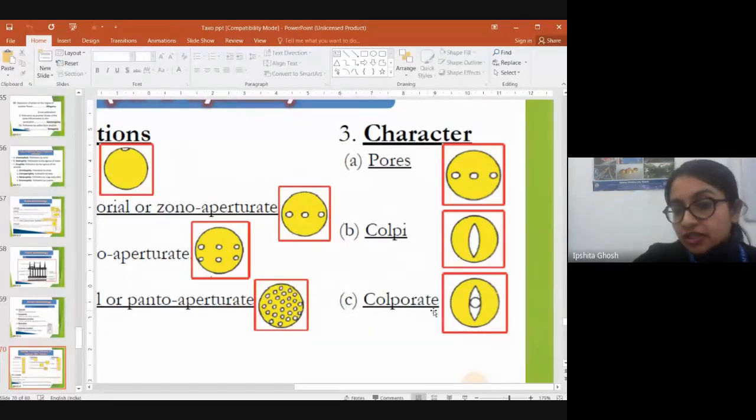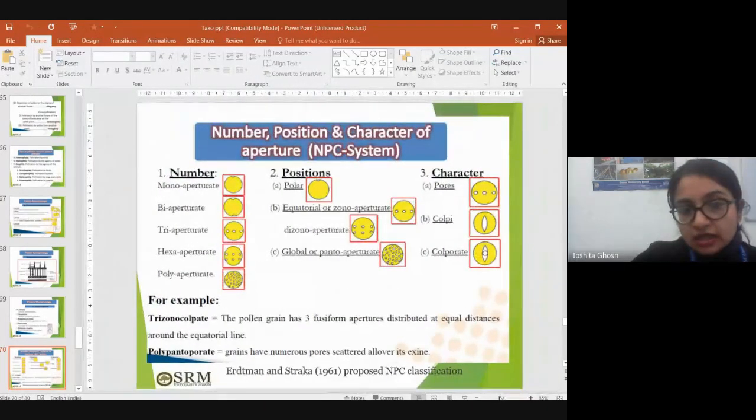And what is colporate? Colporate means it's actually a combination of pores and colpi. That is, you would see that the architecture is such that there is this kind of lens-shaped opening as well as a circular opening in the center. So these were the broad number, position, and character types. These are the characteristics of apertures based on which they are classified according to the NPC system of classification.